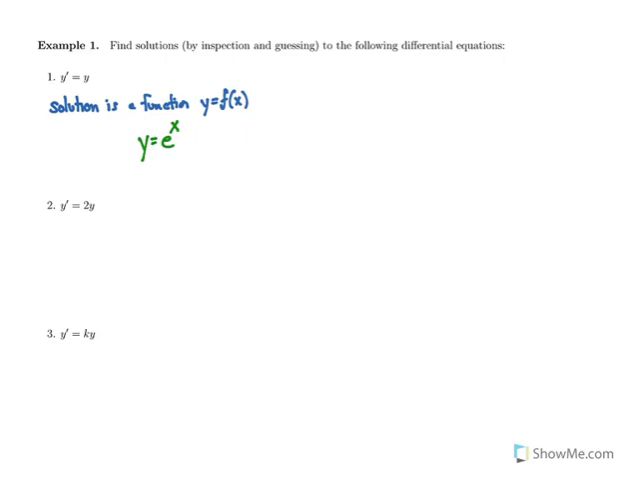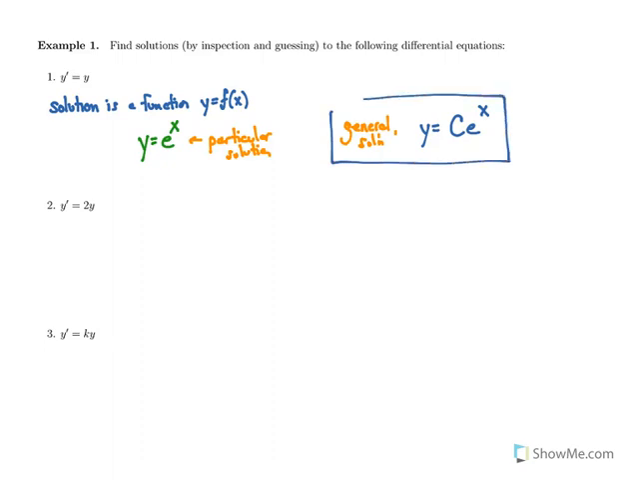And in fact, we actually went one step further. We said that this was a particular solution. And the general solution, which is what we're going to be focusing on more, was y equal to c e to the x. If you take a constant times e to the x and you take the derivative of that, you still get c times e to the x.